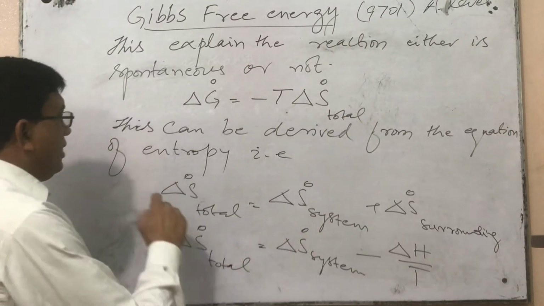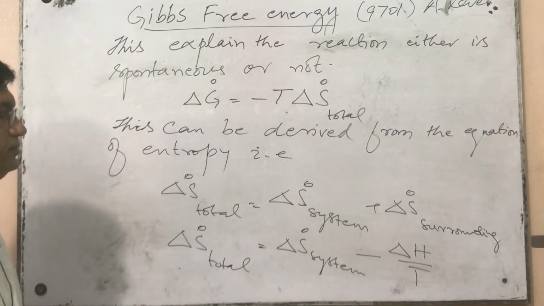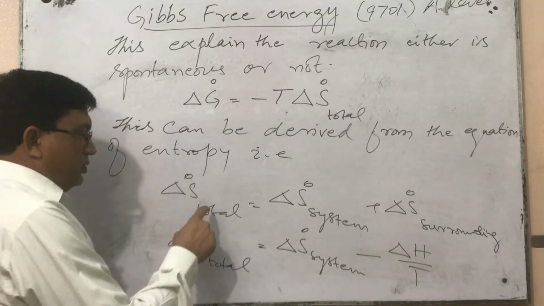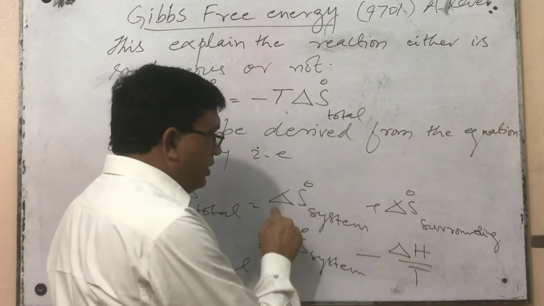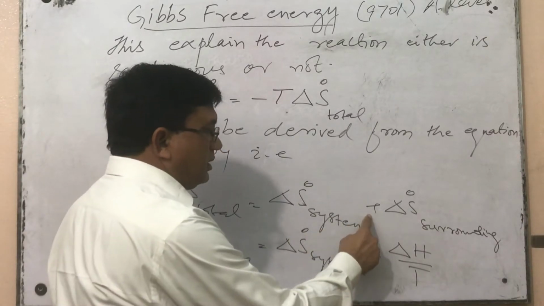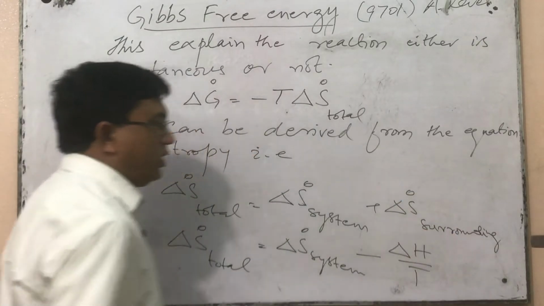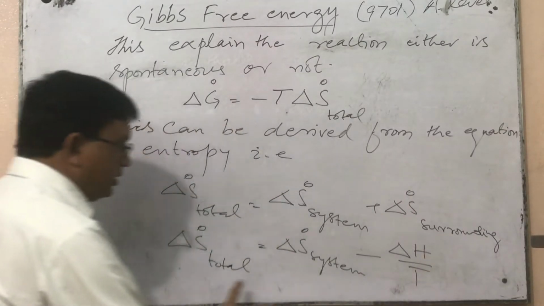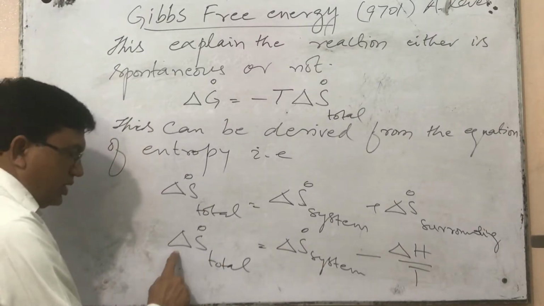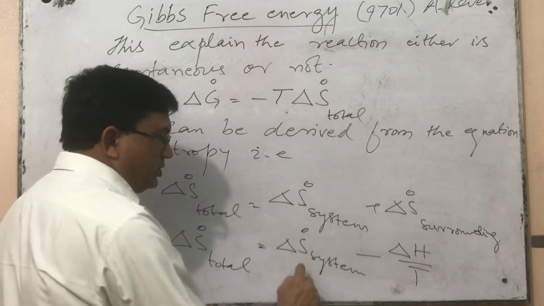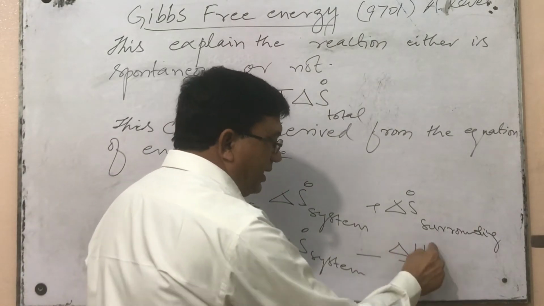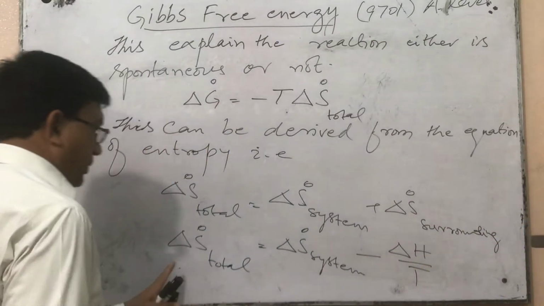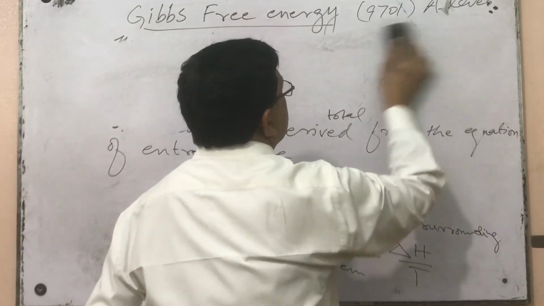Now, this can also be derived from the equation of entropy. We have already discussed that the standard entropy change total is equal to the standard entropy change of the system plus the standard entropy change of the surrounding. Now, if we put the value of standard entropy change of surrounding, then we will get this equation: standard entropy change total is equal to standard entropy change of the system minus delta H over capital T, enthalpy over absolute temperature. Now, we can also rearrange this equation.